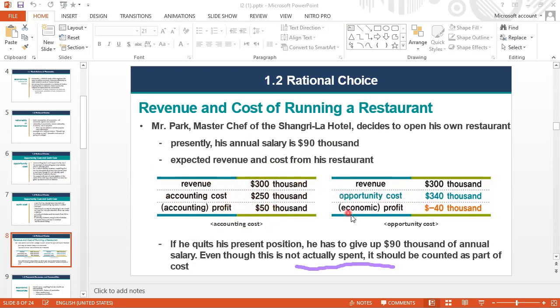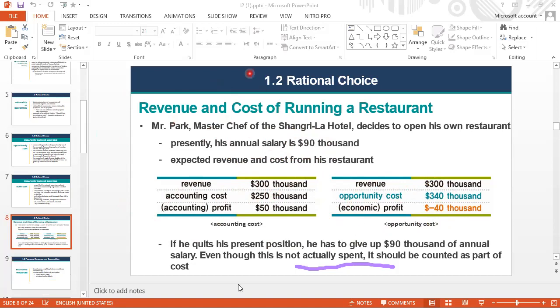And in the other approach, the economic profit, we have the very strong opportunity cost, and opportunity cost is the accounting cost plus the second best alternative: 250,000 plus 90,000 is 340,000. So we have the revenue minus the opportunity cost, and we have an economic loss, not profit. So if Mr. Park quits his present position to open his new project, he will give up the $90,000 that is his annual salary. He didn't actually spend it, but it's called a cost, and this is the opportunity cost, and this is a very strong difference between accounting and economics.